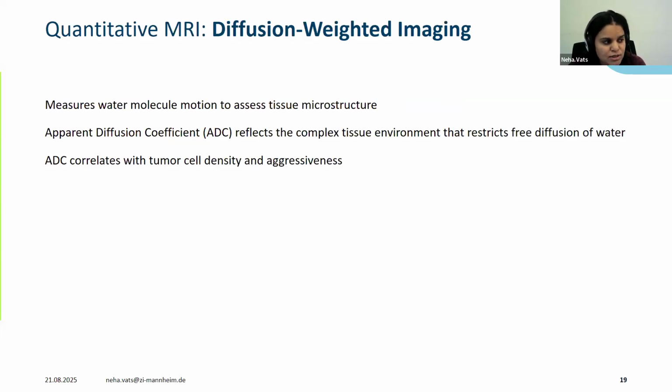As I already mentioned, apparent diffusion coefficient, ADC, is a parameter calculated from diffusion images. It reflects a complex tissue environment that restricts free diffusion of water. ADC correlates with tumor cell density and aggressiveness.